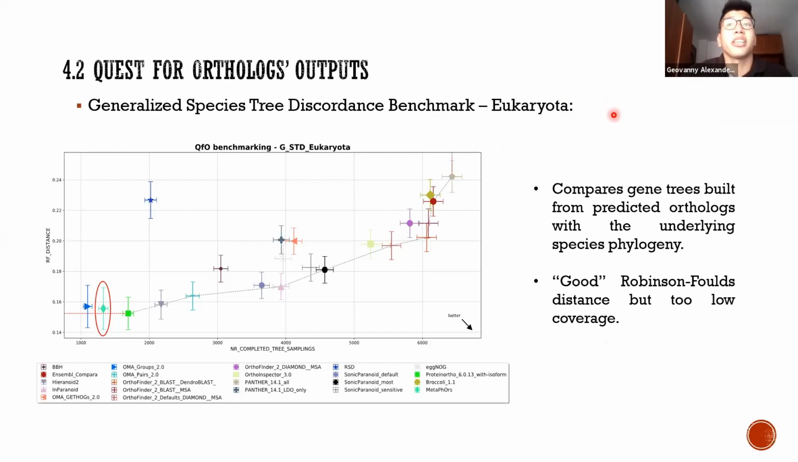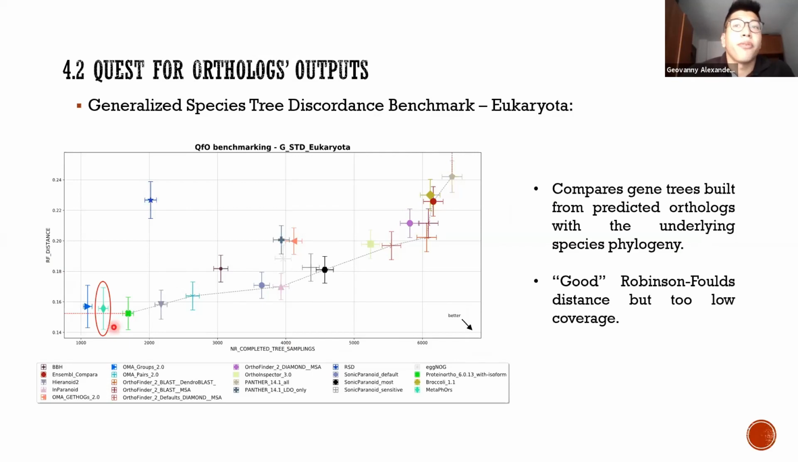We can start with the species tree discordance test for Eukaryota, which is the one shown here. This test assesses the quality of orthology predictions by comparing gene trees built from predicted orthologs with the underlying species phylogeny. We can see here in the graph, highlighted with an arrow, the best scenario, which in this case is a high number of completed tree samplings and a low Robinson-Foulds value.